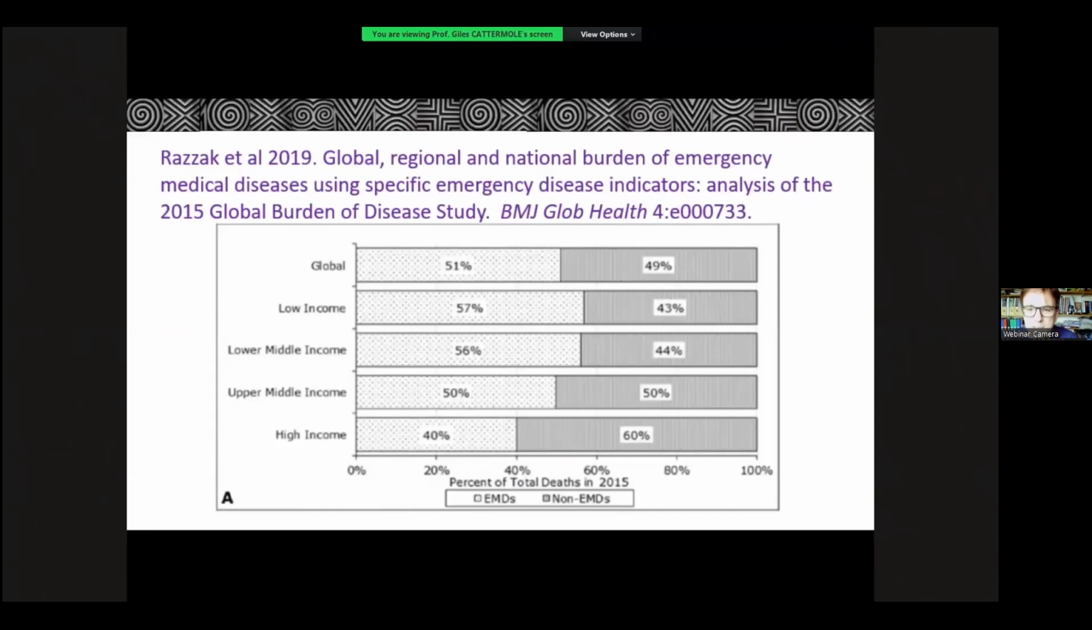Globally, over half of deaths are due to emergency medical disease, defined as that which would be amenable to good emergency care. If you look at the slide, the top row is the global figure. 51% of total deaths would be amenable, I'm not saying preventable, but amenable to good emergency care. But that figure is much higher in low income settings. It's nearly 60%, whereas in high income settings, it's only 40%, which would imply to me that if there's anywhere that we should be providing good training in emergency medicine, it's in low and middle income countries.